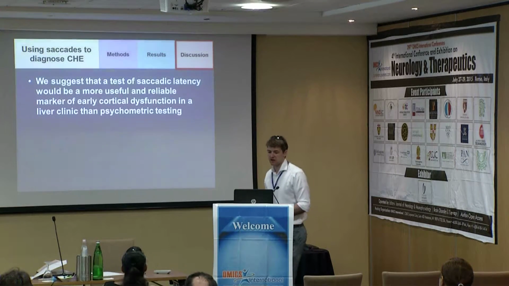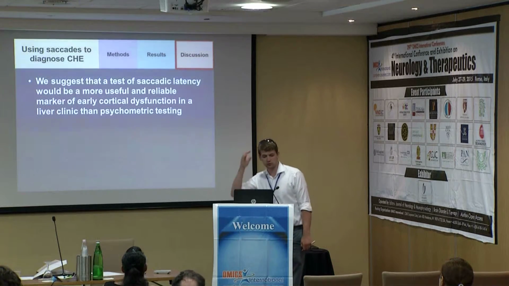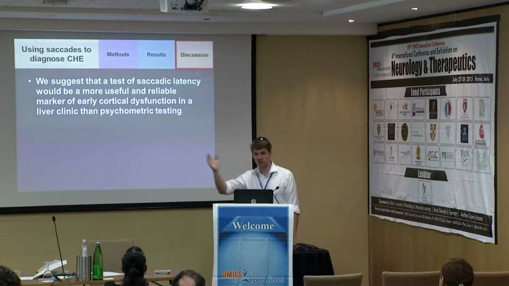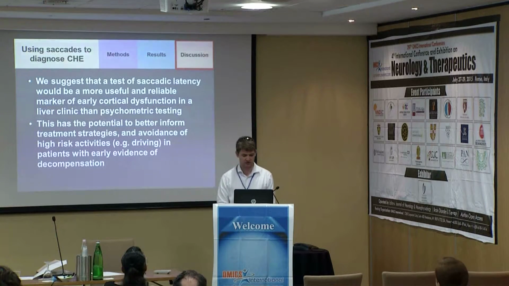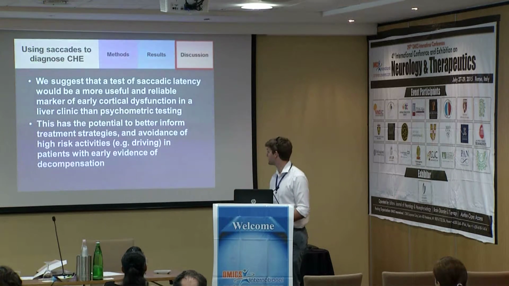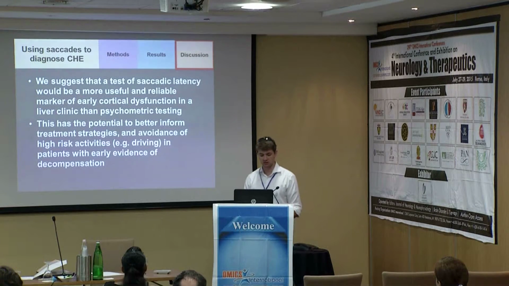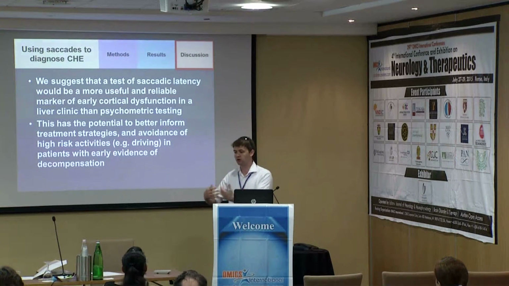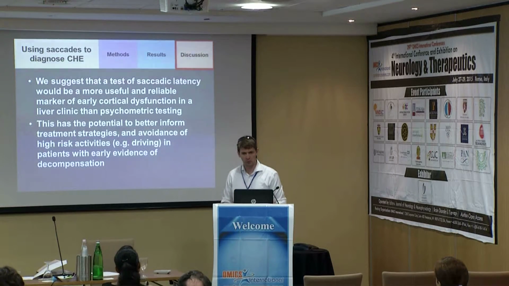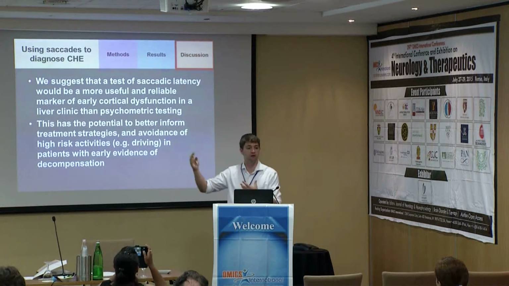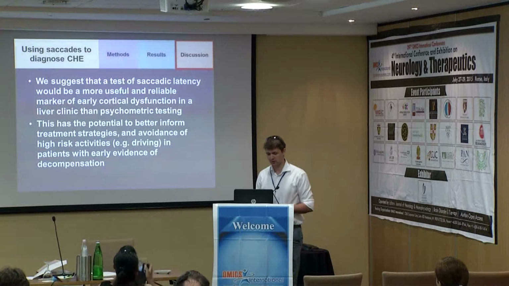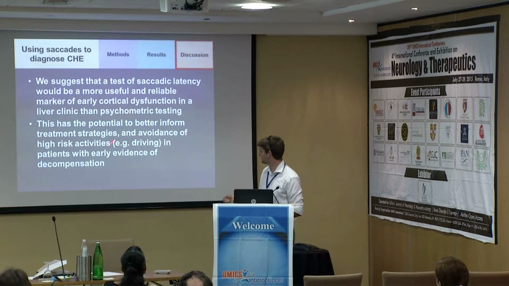So we would suggest that a test of saccadic latency is a more useful and reliable marker of early cortical dysfunction in a liver clinic than performing all these different psychometric tests. And it has the potential to better inform treatment strategies. For example, it might be a good surrogate marker for whether someone needs liver transplantation or whether they should have lactulose and rifaximin and so on, which are treatments for encephalopathy. And it also might be important for driving as well.